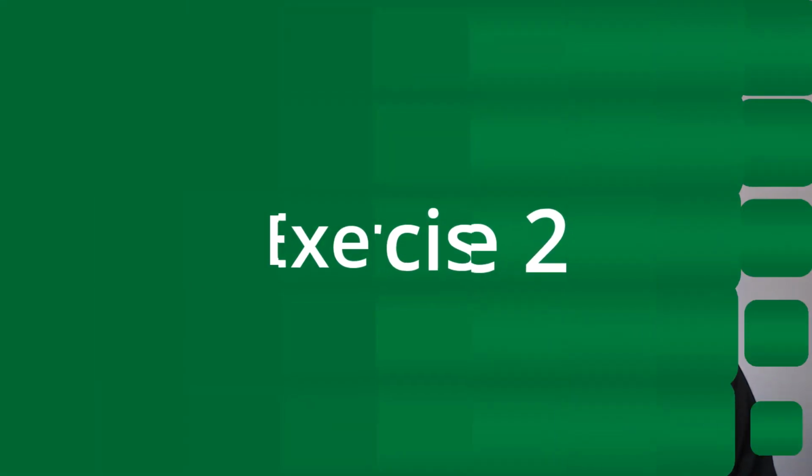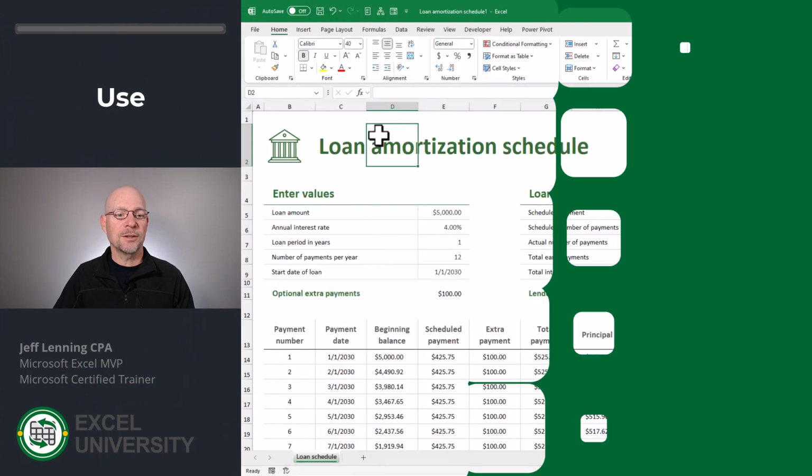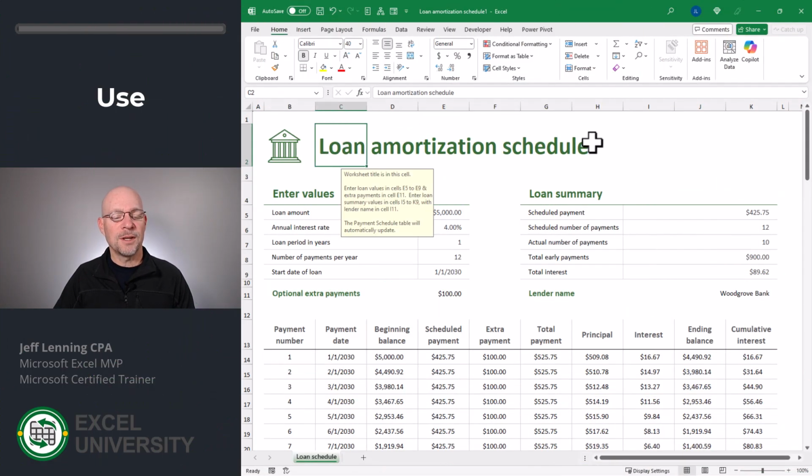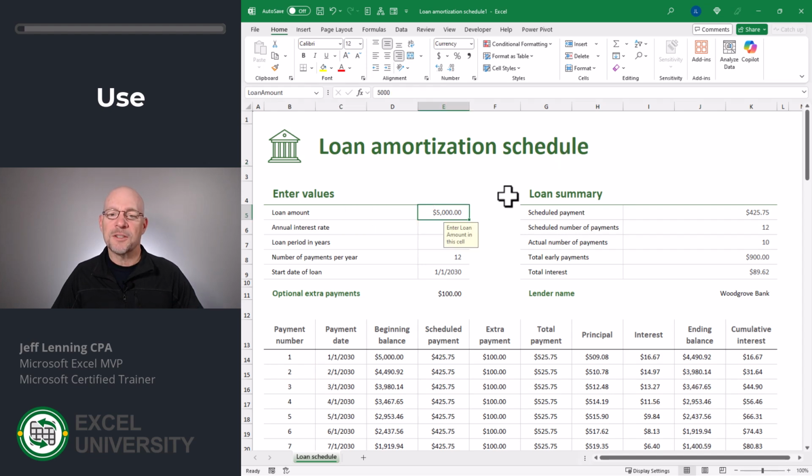And that takes us to our next exercise, exercise 2. So let's take a look around. Here we can rename this from loan amortization schedule to any other name we want. We also have the expected input cells. For example, the loan amount. What we notice here is it starts at $5,000. It also uses a defined name.